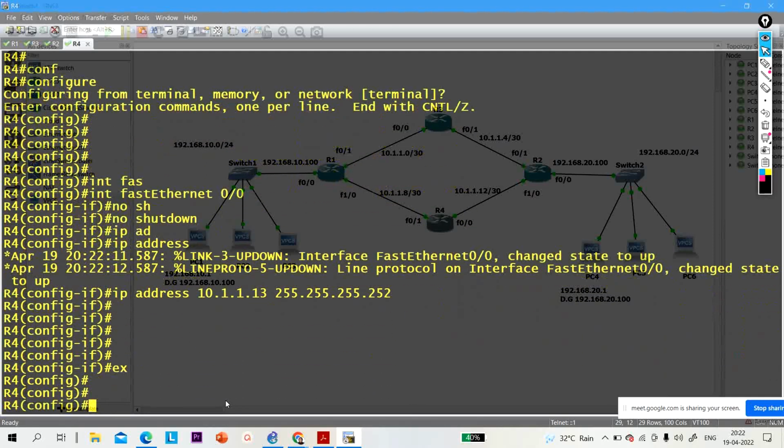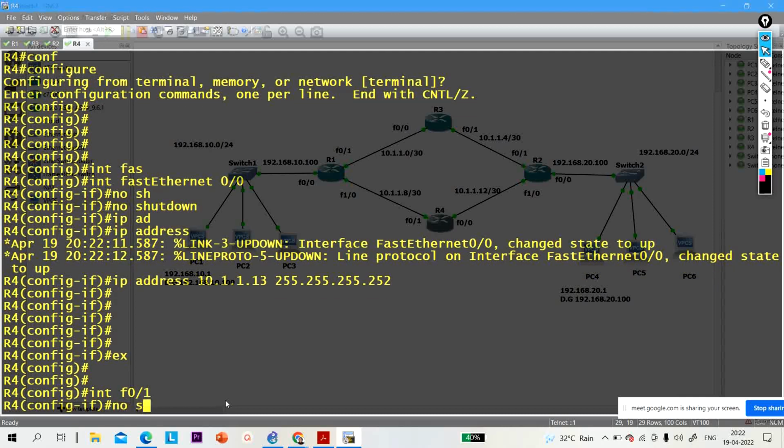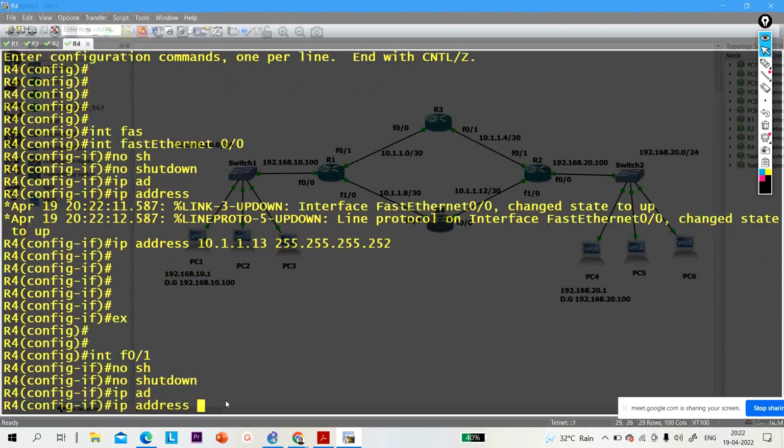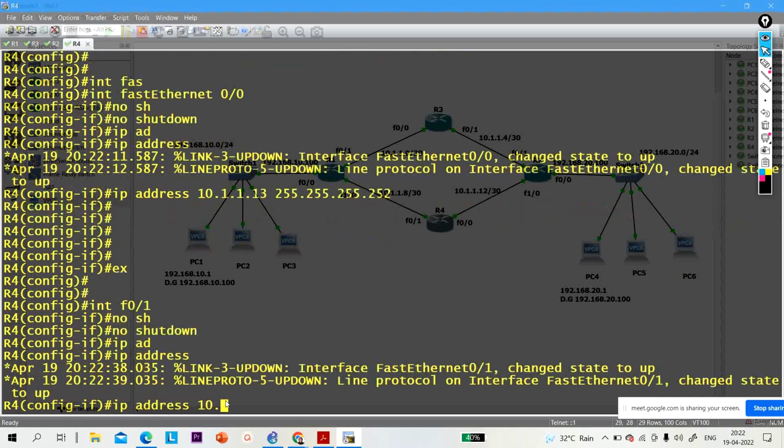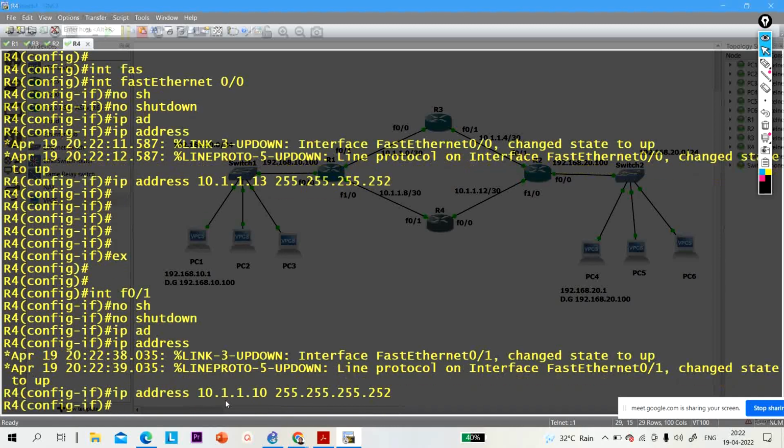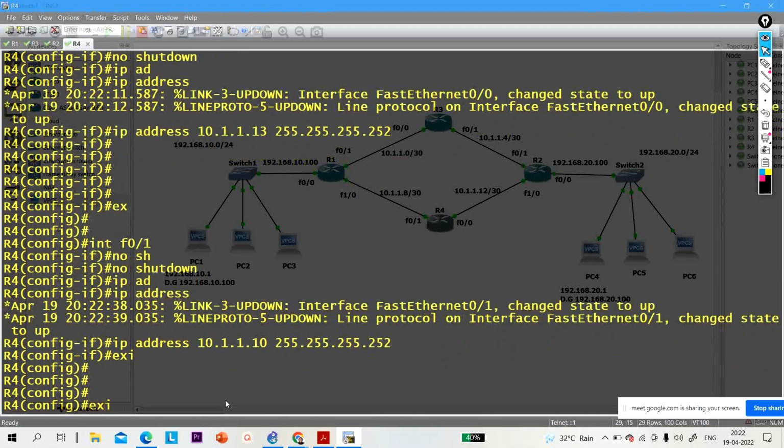R4. Let me configure FastEthernet 0/1. The IP address will be 10.1.1.9 with mask 255.255.255.252. Let me ping my neighbor first.